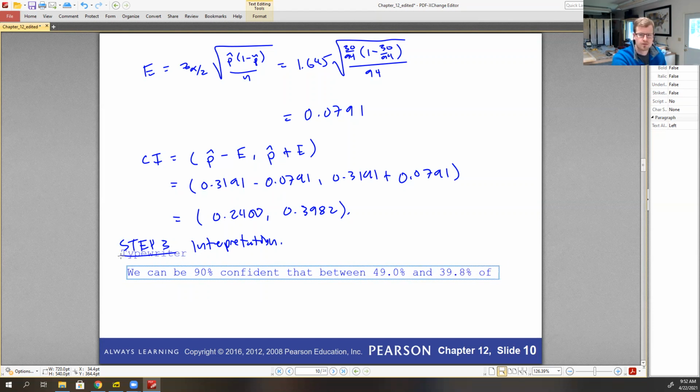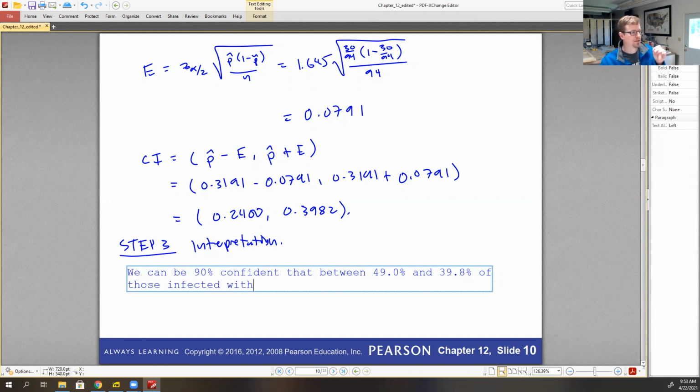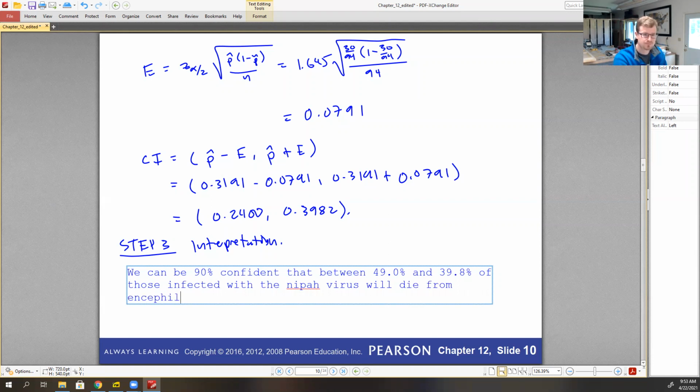of those infected with, right, now we want to be cautious here. They're not infected with encephalitis, they are infected with the Nipah virus. So infected with the Nipah virus will die from encephalitis. Excellent. There we go.